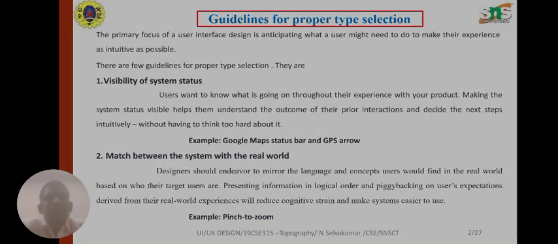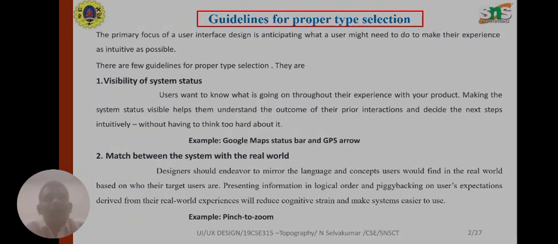The first one, visibility of system status. Users want to know what is going on throughout their experience with your product. Making the system status visible helps them understand the outcome of their prior interaction and decide the next steps interactively, without having to think too hard about it. Example: Google Maps status bar and a GPS arrow.